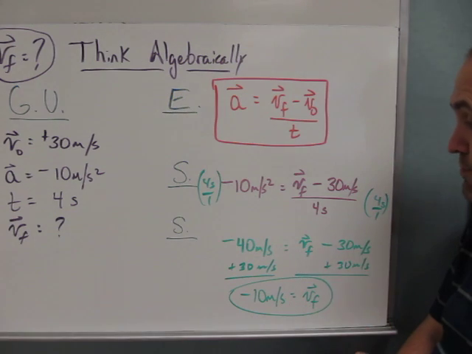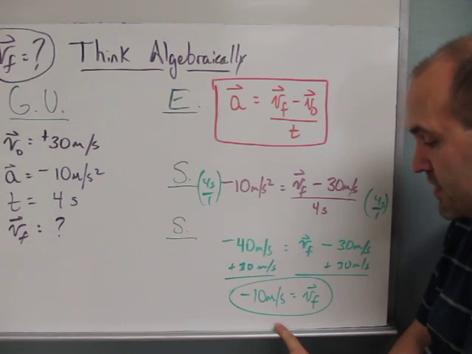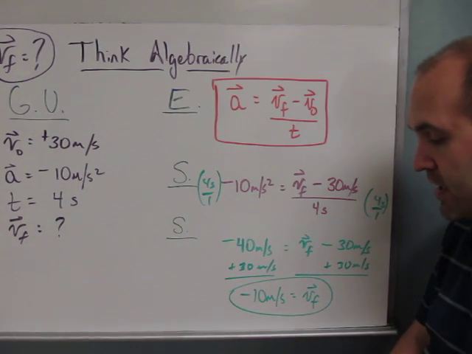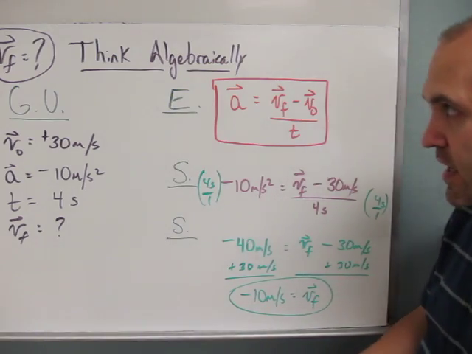And when you do that, you get the same answer that we got using the motion diagram and just thinking about it in terms of acceleration. So we get negative 10 meters per second, which means 10 meters per second down in this case.